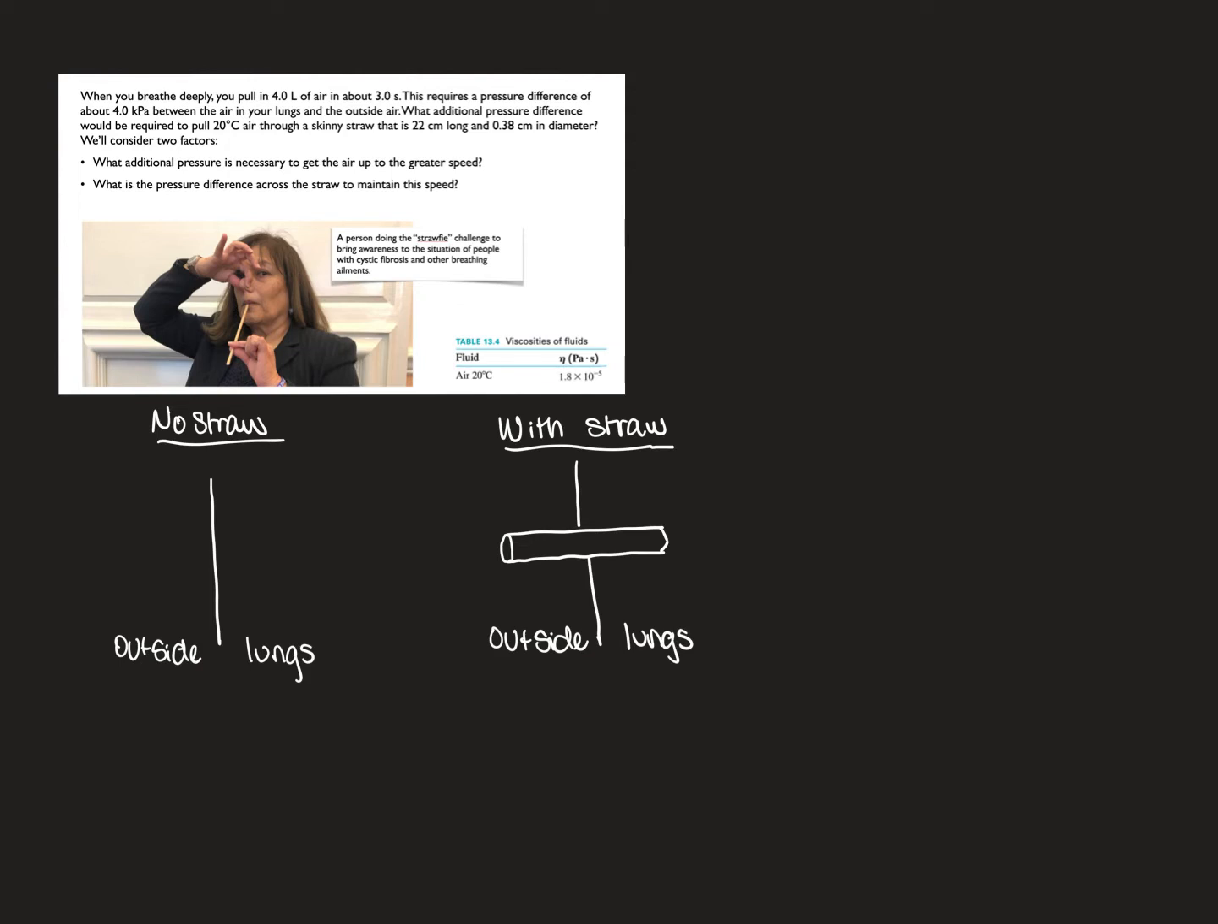And we know in our first case that the pressure differential from the outside to the lungs is 4 kilopascals. We also know that 4 liters of air goes in every 3 seconds. So we have that rate. Well, I know the pressure outside is about 85 kPa. So if I have a pressure difference of 4 kilopascals from the lungs to the outside, then my pressure inside the lungs is going to be 81 kilopascals.